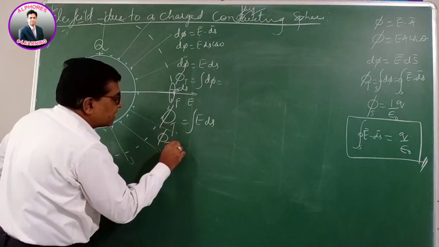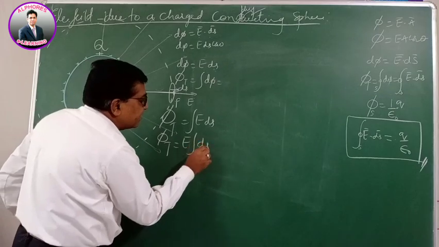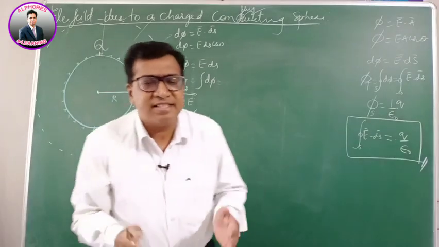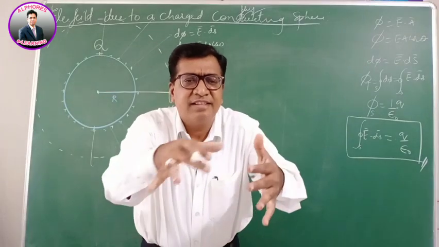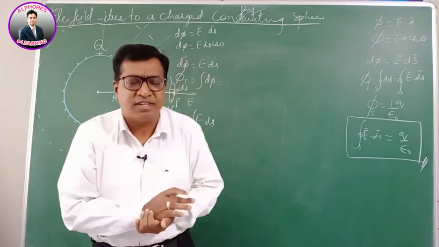So the total flux is E times the integral of dS. Now what is the integral of dS? It is the area of all the elements I imagine on the Gaussian surface.